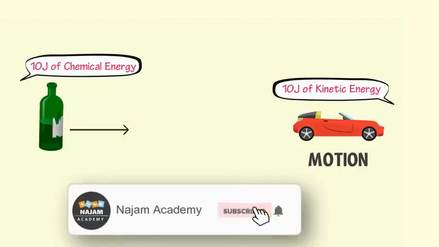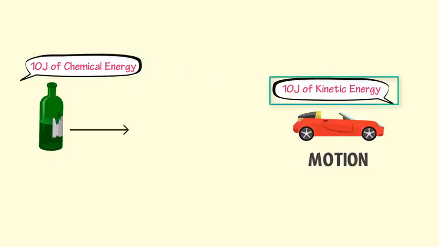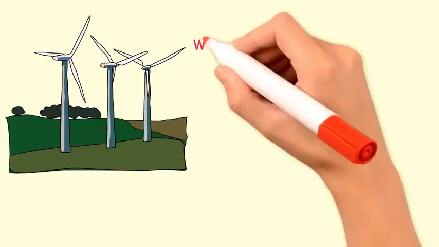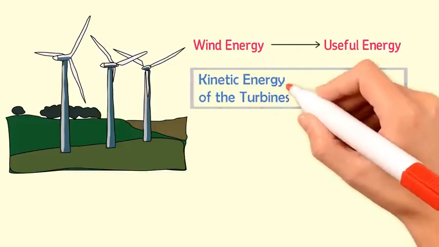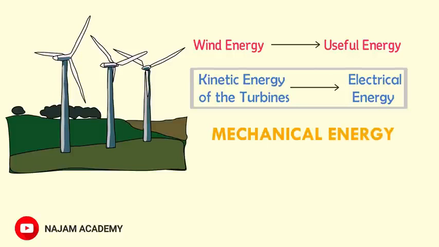Thus, in this example, chemical energy is transformed into kinetic energy. Another energy conversion example is wind energy. We use wind turbines in order to convert wind energy into useful energy. I mean, the kinetic energy of the wind is converted into electrical energy or mechanical energy by the wind turbines.